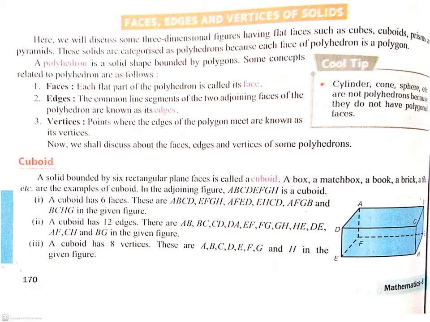A polyhedron is a solid shape bounded by polygons. Some concepts related to polyhedron are as follows. First, faces. Each flat part of the polyhedron is called its face. Second, edges. The common line segment of the two adjoint faces of the polyhedron are known as its edges. Third, vertex. Points where the edges of the polygon meet are known as its vertex. Now, we shall discuss about the faces, edges and vertex of some polyhedrons.